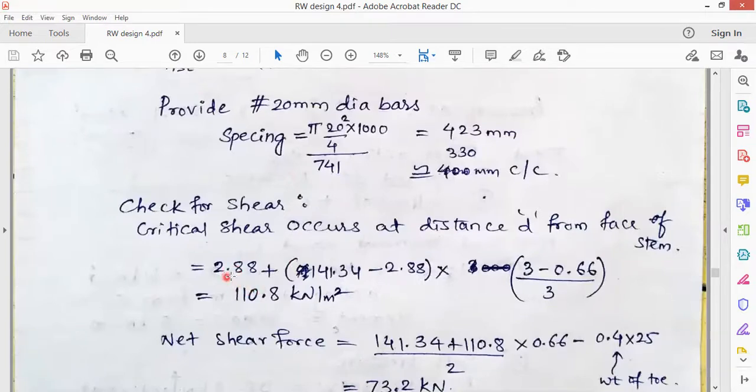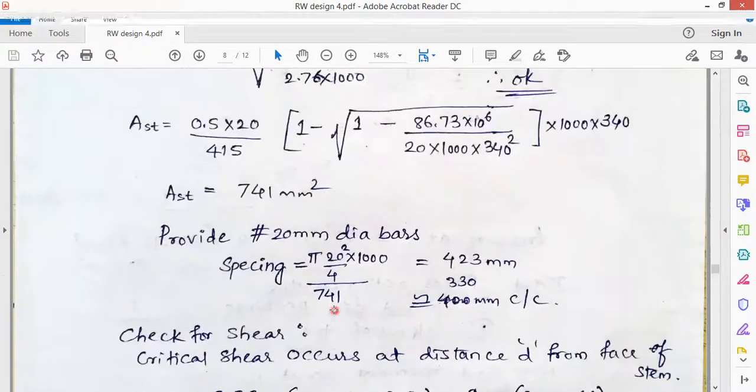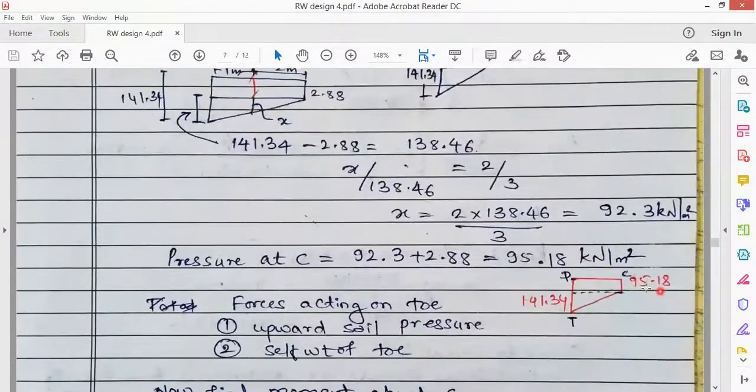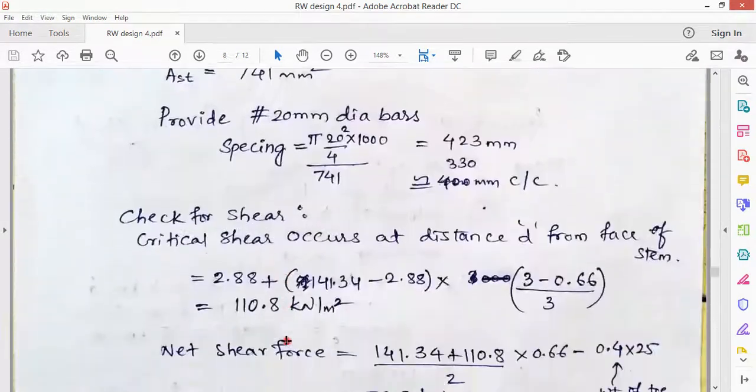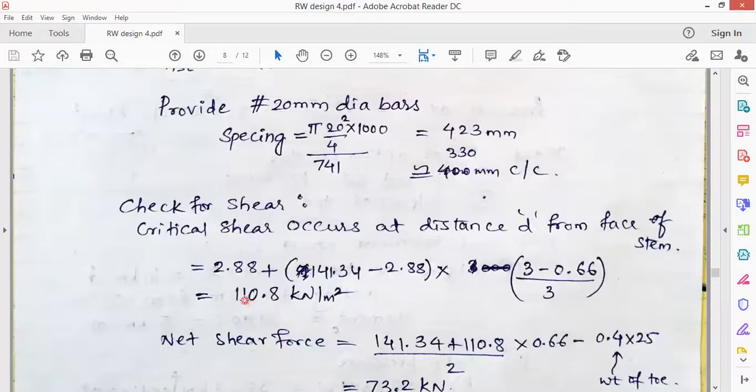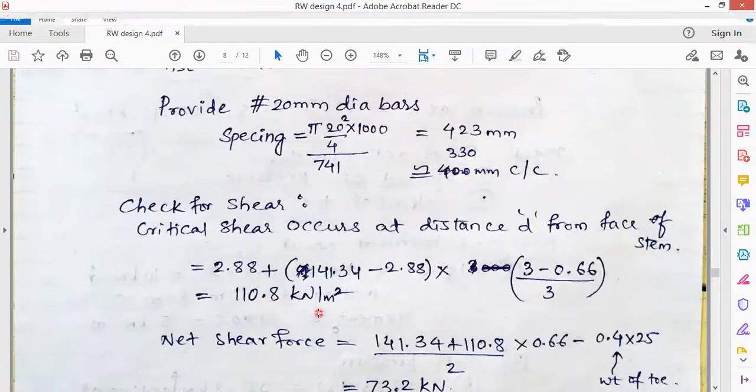So pressure, we have minimum pressure is 2.88, maximum pressure is 141.34. So by interpolation, what is the pressure at point D? I will calculate. So it is 110.8 kilonewton per meter square. So here, going back to the figure, here is the C point, and the critical shear acts at a distance D, means at this particular section I need to calculate the pressure, again by interpolation. So by interpolation I have calculated that the pressure at the critical section is 110.8 kilonewton per meter square.